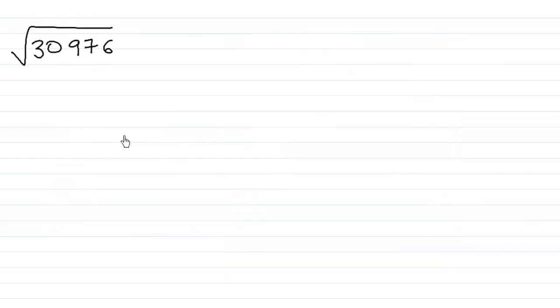Let us take another example. What is the square root of 30,976? First of all, we shall be writing 30,976, and then starting from the units place, we shall make groups of 2. So 76 becomes the first group, 09 becomes the second group, but this 3 is another group. There is no other digit, so we can consider 03 over here. And then we shall draw these lines.